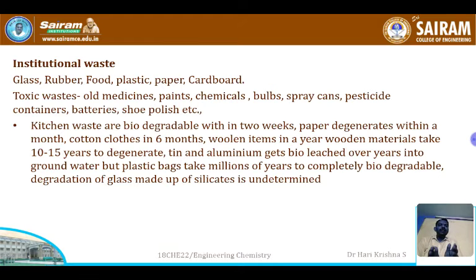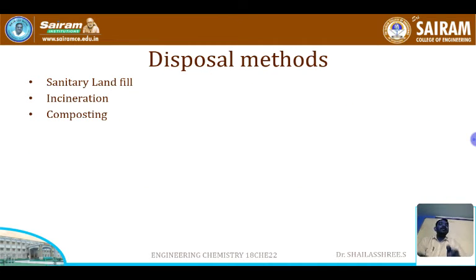The kitchen, the municipal waste is a very big problem because every day the municipality collects it and how to dispose it is the main problem. Kitchen waste is biodegradable waste. It gets decomposed in 10 to 15 days and can be converted into compost. Paper can be recycled. Cotton clothes degrade in 6 months, and woolen and wooden items take 10 to 15 years. We have tin and aluminium cans, and plastic, which takes millions of years to get recycled. So now let us discuss how to dispose of this.